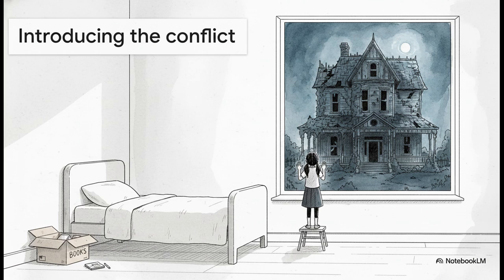For the parents, it's a dream. It's practical, close to everything they need. But for their daughter, Annie, well, there's a catch. Her room has a perfect, direct view of the creepy, abandoned house next door. And right from night one, she has a really, really bad feeling about it.